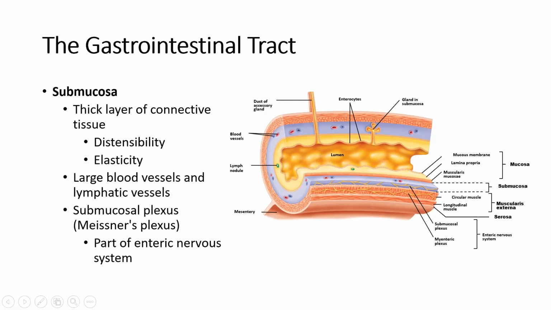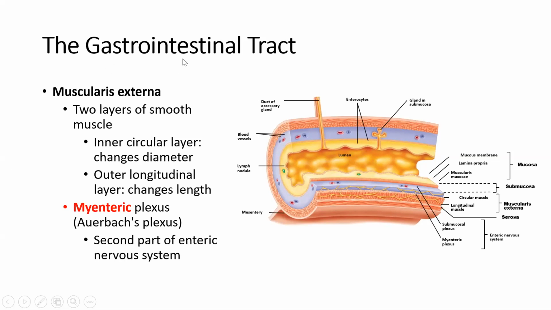Now, when we say enteric nervous system, this is really meaning the autonomic branch of the nervous system, where we have mainly the parasympathetic innervation of the GI tract. Okay, so this is the second layer out from the mucosa.